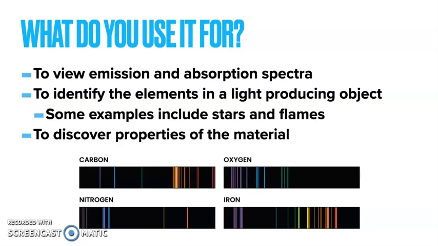So what do we use spectroscopes for? We can view emission and absorption spectra. We use these to identify the elements in a light source. Some examples include stars and flames. Using the elements we find, we can discover properties of our material.